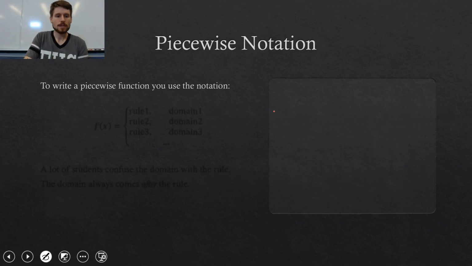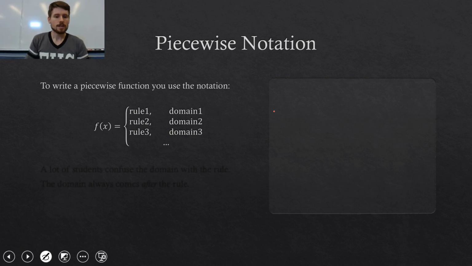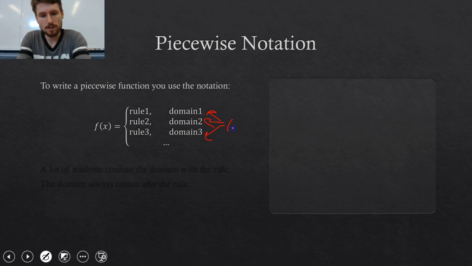So the notation for a piecewise function looks like this. You've got a list of rules, and you can have as many rules with domains as you want, as long as each of the domains is distinct. And so you've got f of x equals something with x, and over some domain, rule 2 over some other domain, rule 3 over another domain, and each of those domains need to be distinct. So these are all distinct from each other. They don't overlap. Okay?